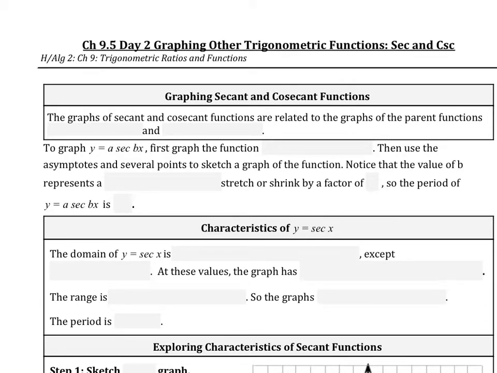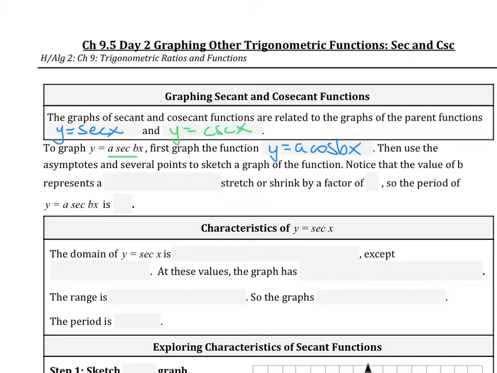So let's graph secant and cosecant functions. The graphs of secant and cosecant functions are related to the graphs of the parent functions y equals secant of x and y equals cosecant of x. To graph y equals secant of bx, we first need to graph the related function. Well, what is secant related to? Secant is related to cosine. So we're going to first graph y equals a cosine of bx. Then you're going to use the asymptotes and several points to sketch a graph of the function.